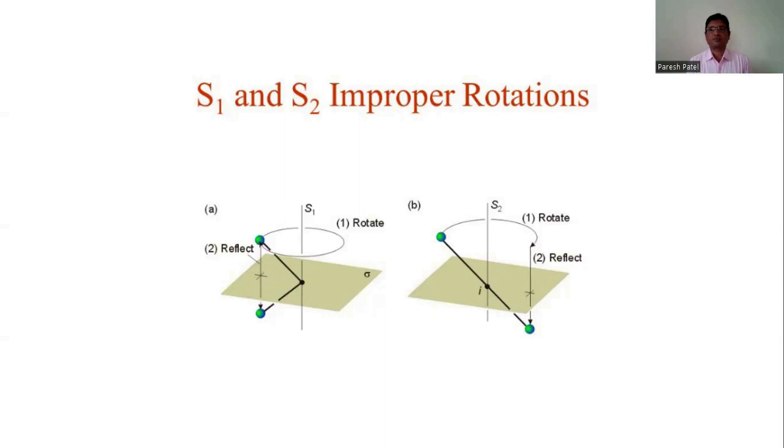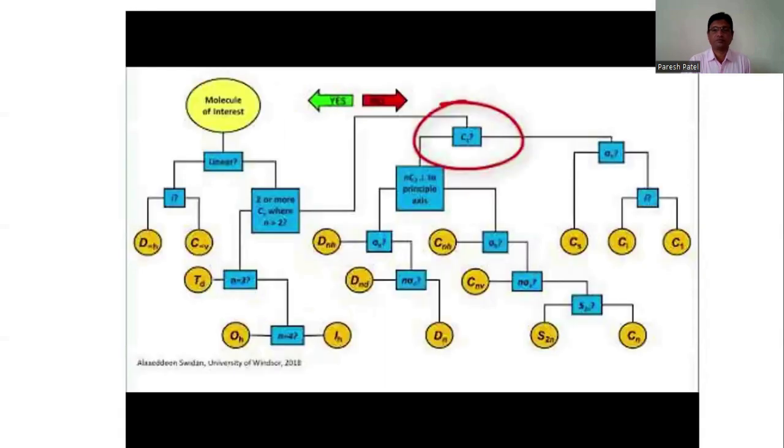Now, what is an improper axis of symmetry? We have to rotate the molecule around the axis by theta and then reflect it through the horizontal plane to get the equivalent position. So this type of symmetry can be recognized as an improper axis of symmetry.